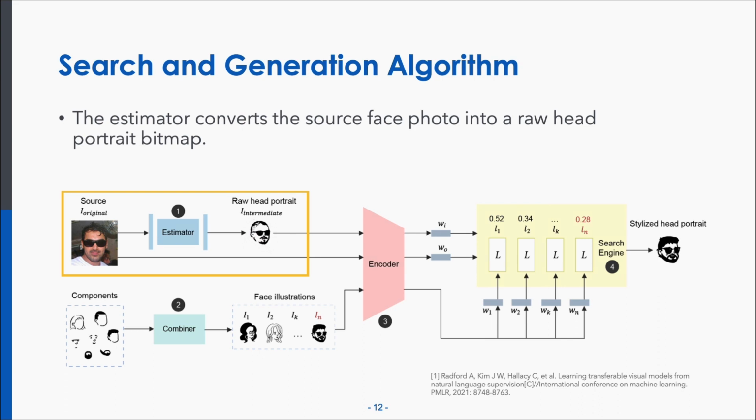The estimator is used to provide a rough estimate of the cartoonish features included in the source face photo by generating a raw portrait bitmap. In this process, we followed the pix2pix method and implemented the estimator by training a neural network, where image translation was achieved using the U-Net.